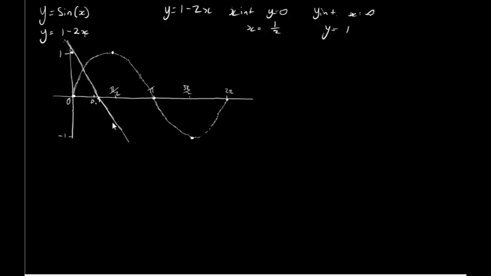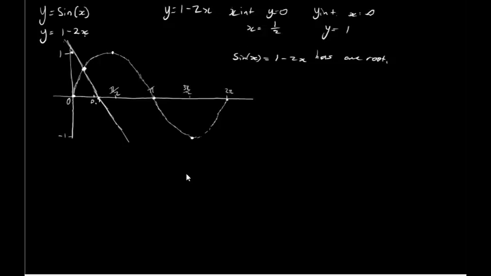So as we can see, the line sine x and 1 take 2x only has one intercept, which is a graphical explanation as to why y sine of x equals 1 take 2x has one root.